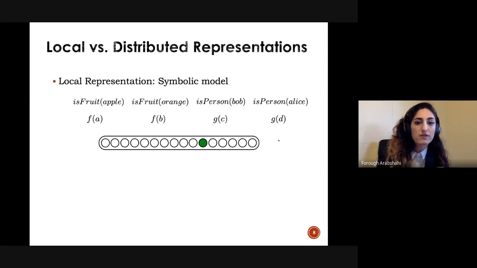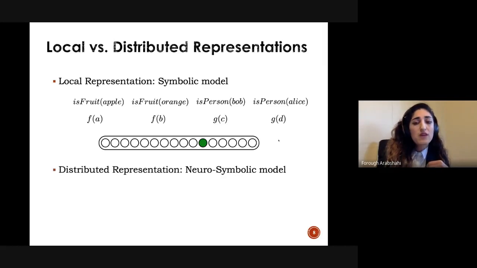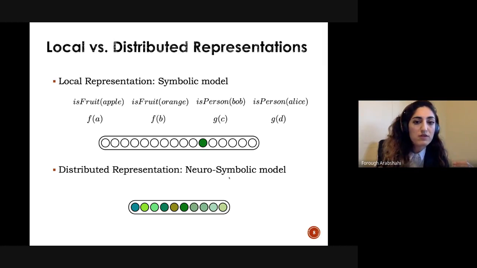Basically, this local representation lost the meaning of the original symbol, and all of these representations are orthogonal to one another. Whereas neuro-symbolic models allow us to learn distributed representations, such that we distribute this representation for, say, the symbol apple across all the entries of a vector. And because we distribute this representation, we need a smaller vector to represent the symbols in the vocabulary.